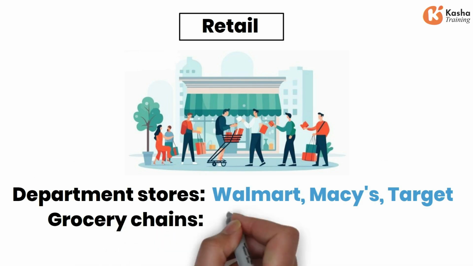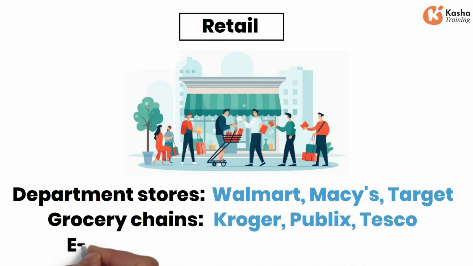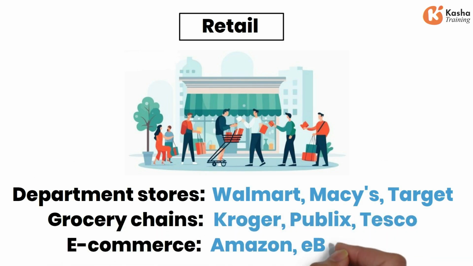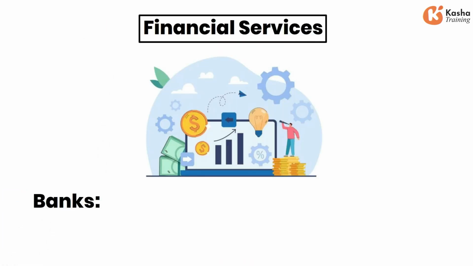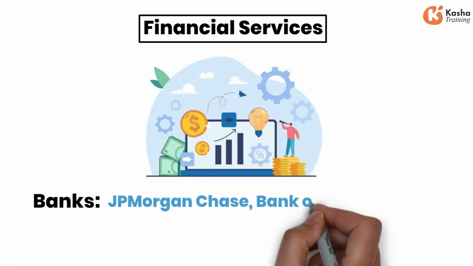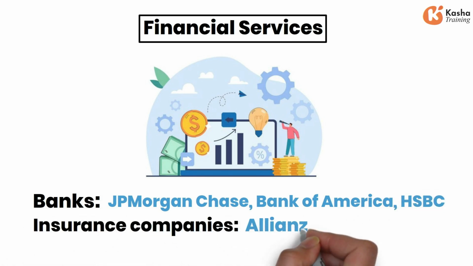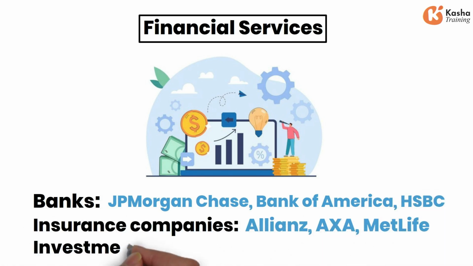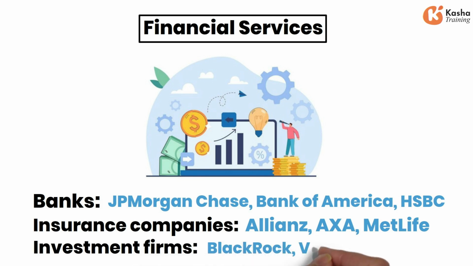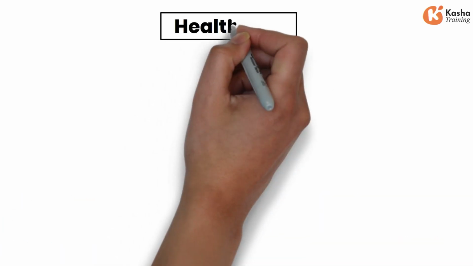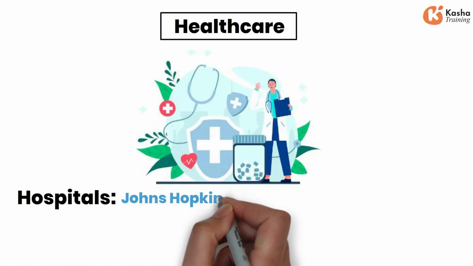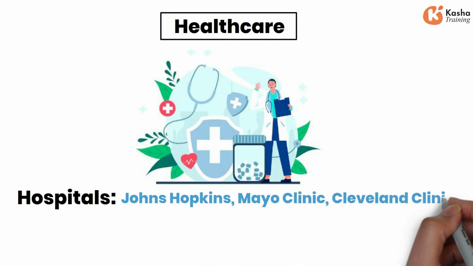Grocery chains: Kroger, Publix, Tesco. E-commerce: Amazon, eBay, Alibaba. Financial services, banks: JP Morgan Chase, Bank of America, HSBC. Insurance companies: Allianz, AXA, MetLife. Investment firms: BlackRock, Vanguard, Fidelity. Healthcare, hospitals: Johns Hopkins, Mayo Clinic, Cleveland Clinic.